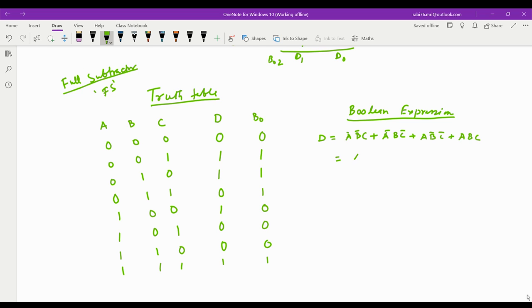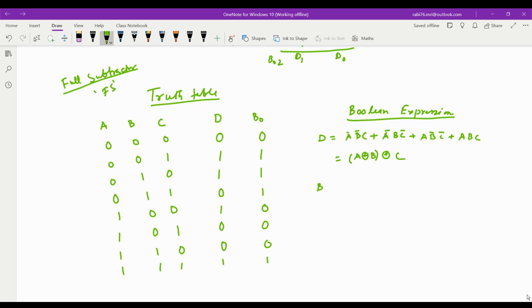A little manipulation will give A XOR B, and that will be XOR with C. It is the same. So the difference is the same as the sum for 3-bit.